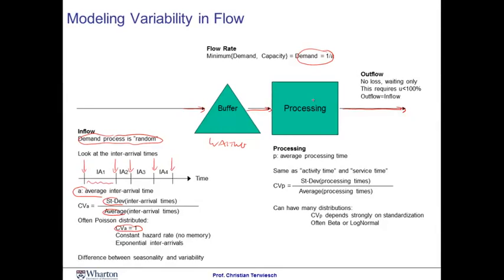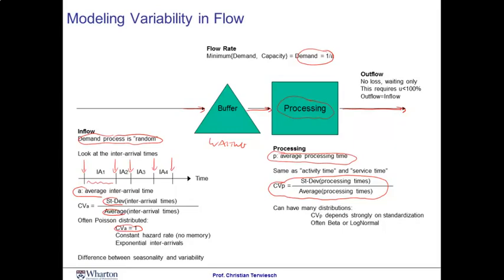Variability, however, is not limited to the demand process. We also have variability in what we do internally. In other words, we have variability in our processing time. Let me use P to define the average processing time, keeping in mind that the processing time will vary from one customer to the other. Just like we used the coefficient of variation for the inter-arrival times, we also define the coefficient of variation for the processing time, CVP, as the standard deviation of the processing times divided by the average processing time.